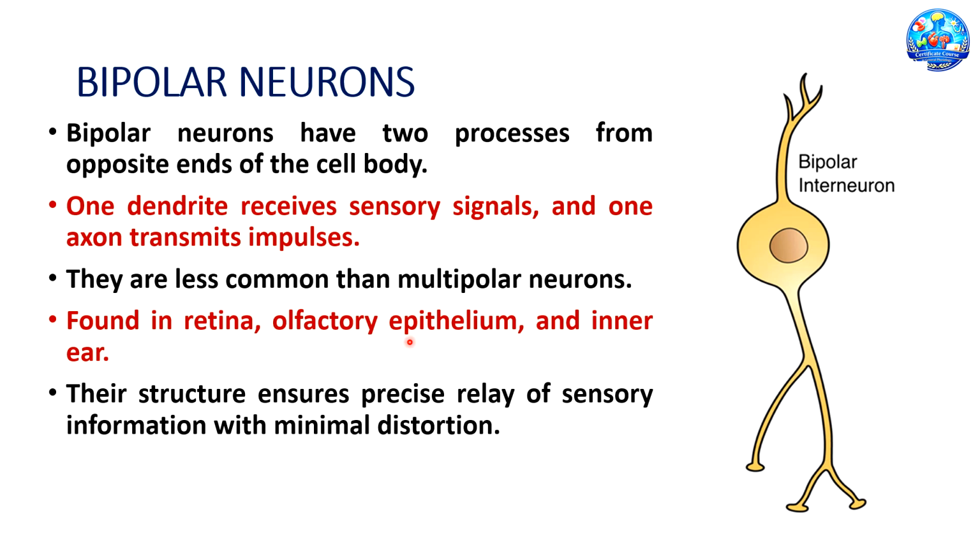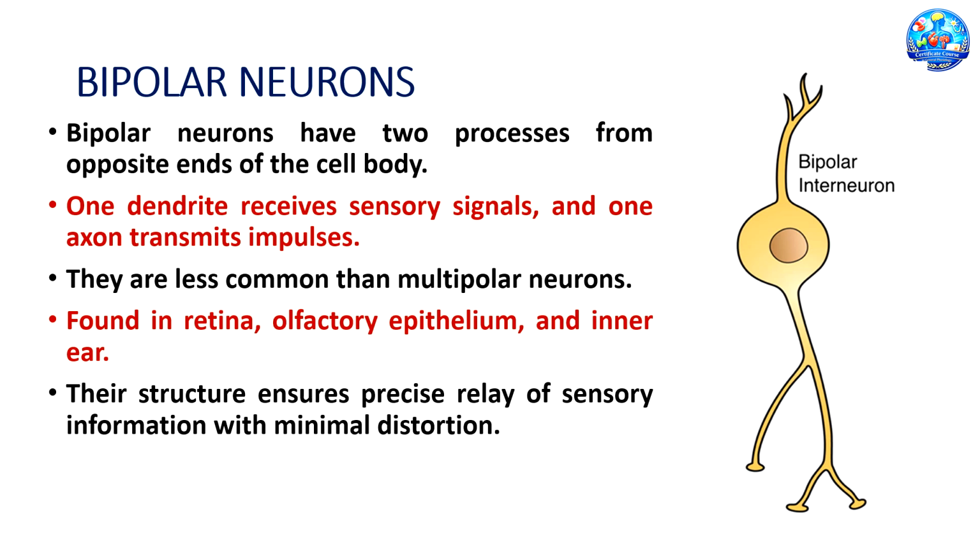Bipolar neurons are found in sensory organs such as the retina of the eye, the olfactory epithelium, which is involved in smell, and the vestibulocochlear apparatus of the inner ear, which is responsible for hearing and balance. Their unique structure is well suited for the direct relay of sensory information from receptor cells to other neurons. This ensures precision and minimal signal distortion.